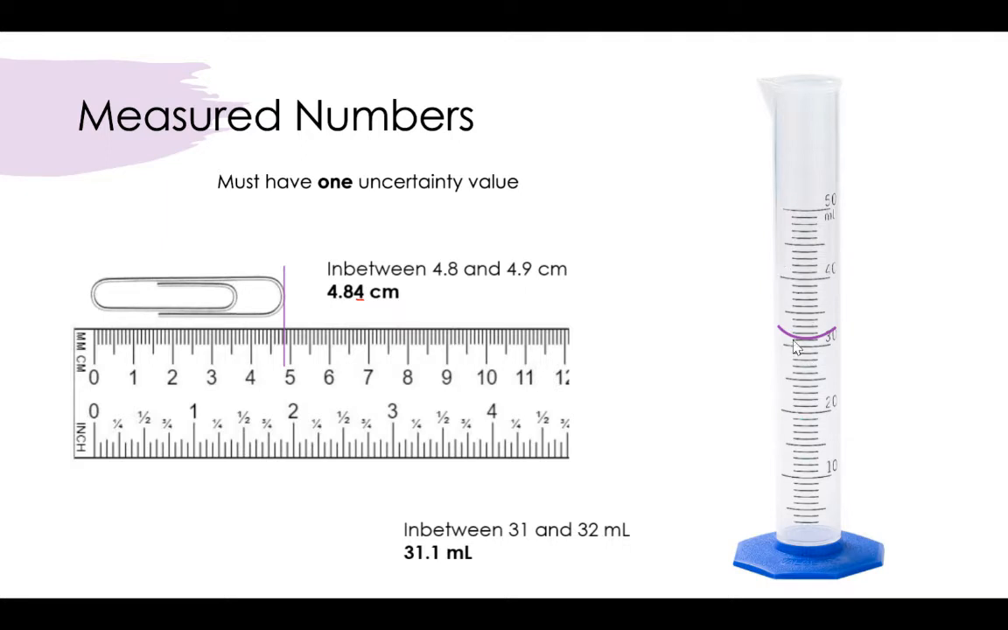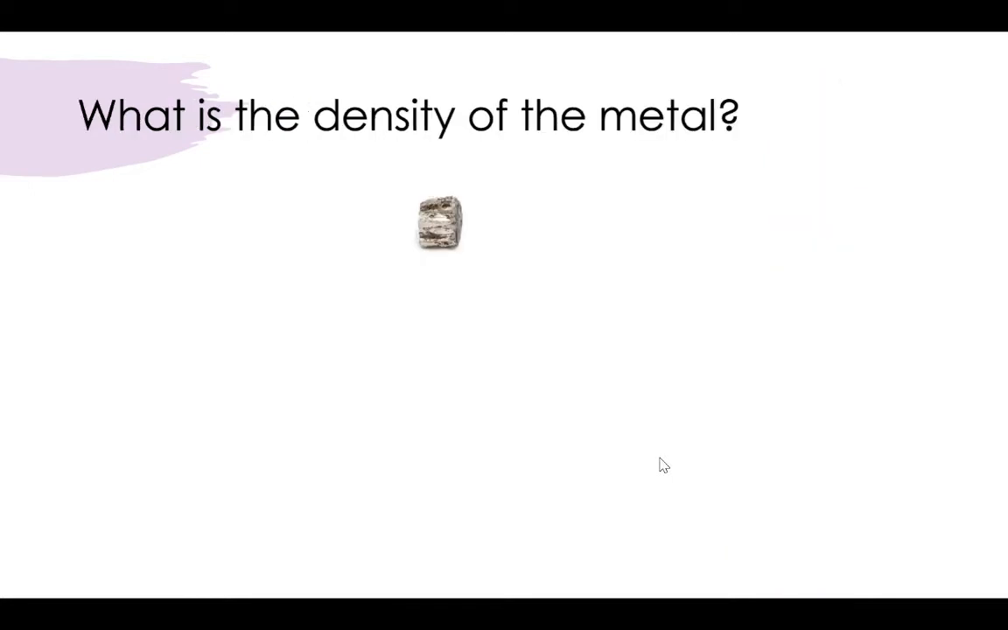Now, if it rested exactly on this line, it was really pretty exact, then I would measure this as 31.0 milliliters. So I still need that uncertainty digit. That 0.0 tells whoever's reading my number that it rested on that 31 line. It wasn't a little bit higher or a little bit lower.